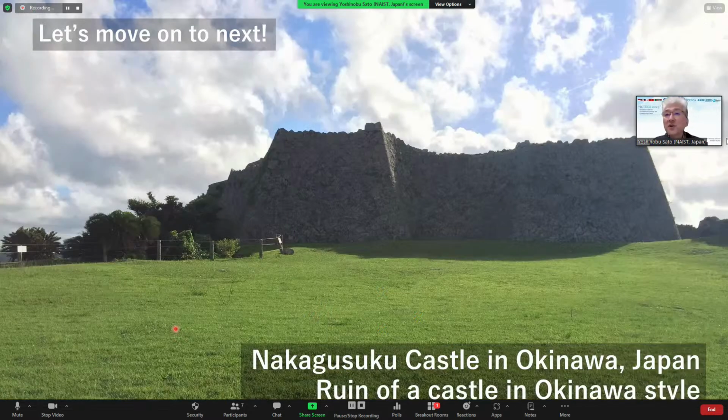This picture shows the ruins of a castle in Okinawa style, a southern island in Japan. Actually, these pictures were taken by me.